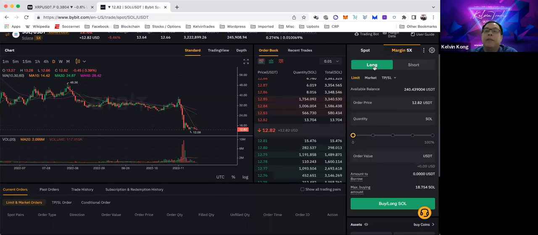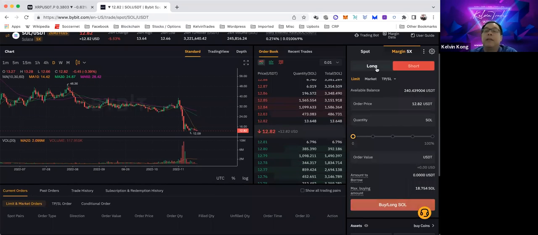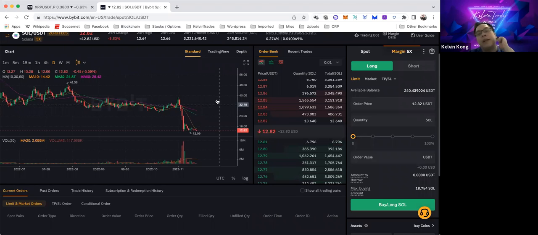Okay, if you want to buy, click long. If you want to sell, click short. Simple. And you see this button here changes from buy to sell. Okay, buy, sell. So let's say you want to buy Solana at $12.